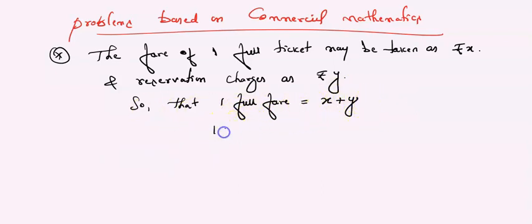If you have to pay one half fare, then in place of one full ticket you have to give x by 2 rupees. One half fare is x by 2 rupees plus reservation charges, which you have to pay fully. Only the ticket charges are reduced. You can see, one full ticket, let it be 100 rupees. Then what about the one half fare? It will be 100 by 2, that is 50 rupees. Along with that, you have to pay the reservation charge. Understood? This is the case you have to use.